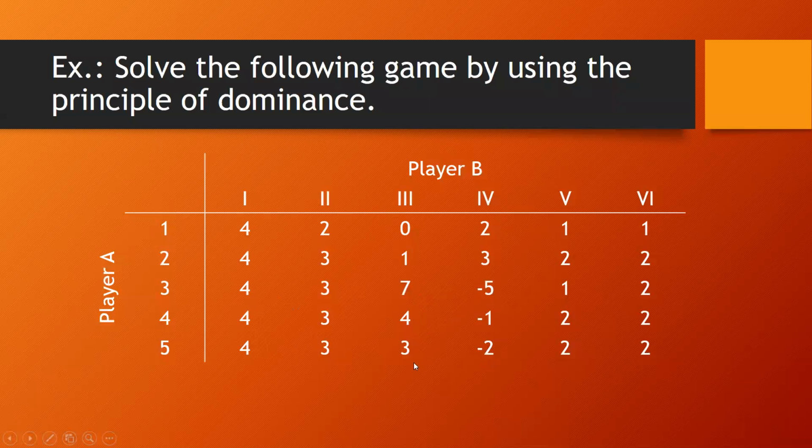Now let us compare 4 and 5. This is equal here, 4 is greater than 3, -1 is greater than -2, and this is equal. So I think row number 4 is dominating row number 5. So we need to ignore or neglect row number 5. Finally, I'll get only 3 rows: 2, 3, and 4. Understood this?